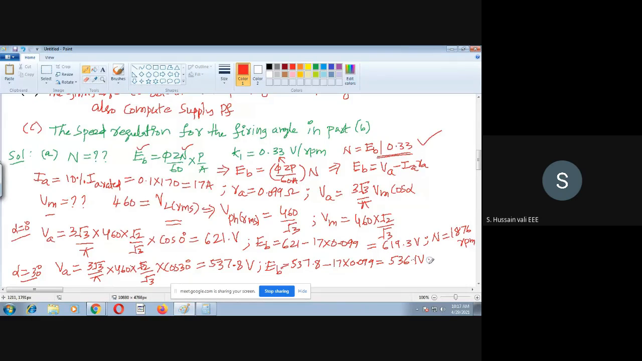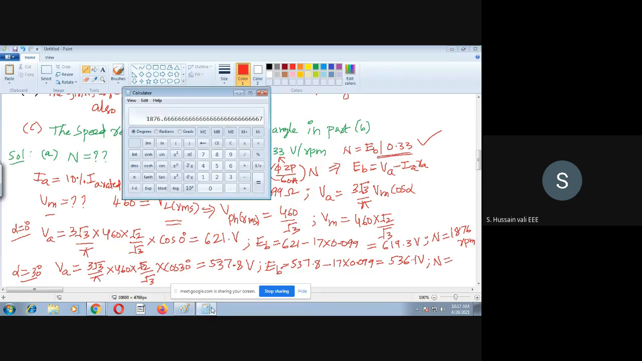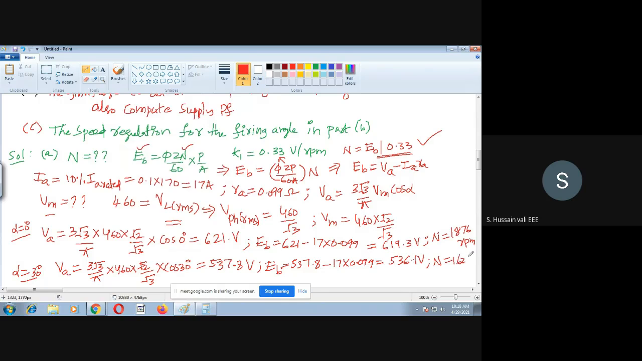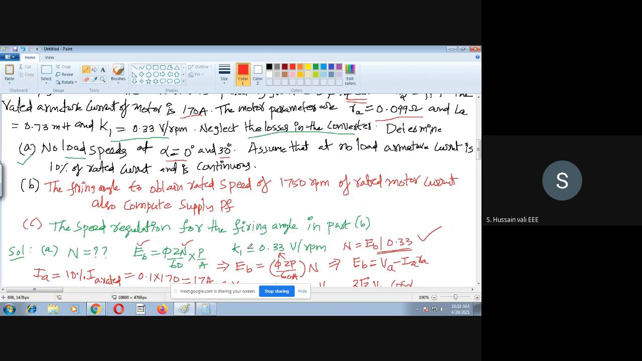Similarly, what is the N value here? 536.1 divided by 0.33. So 1624. So this is how we find out the speed. So the first problem is over. Part A is over. Now we'll go for the second problem.